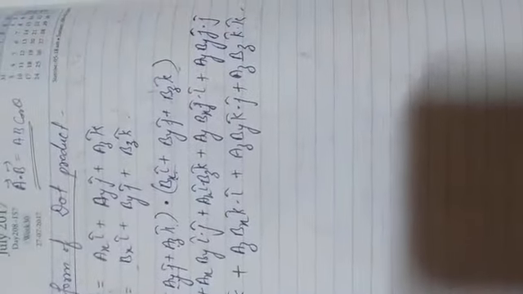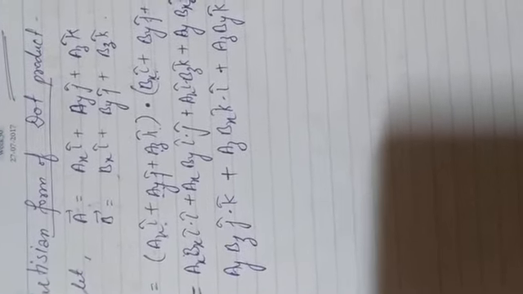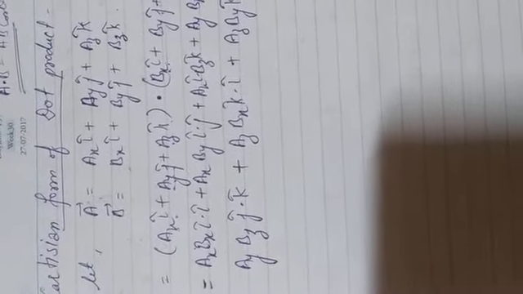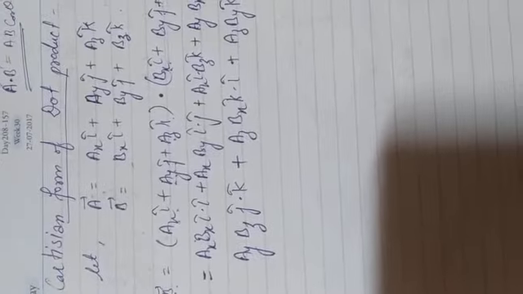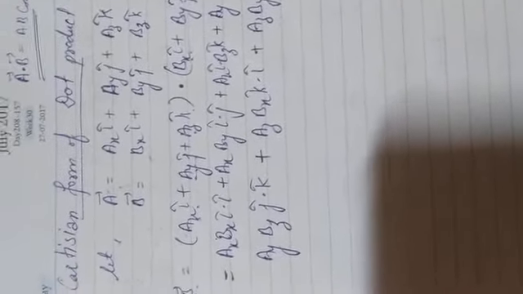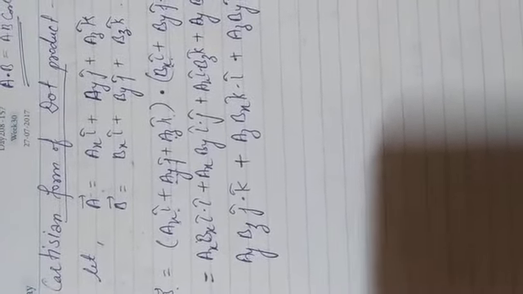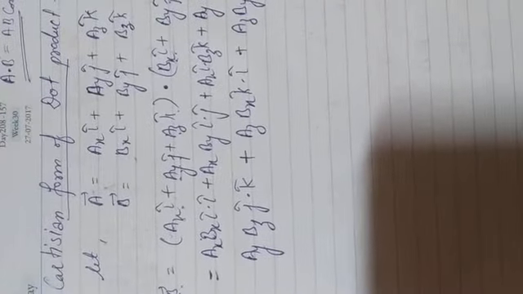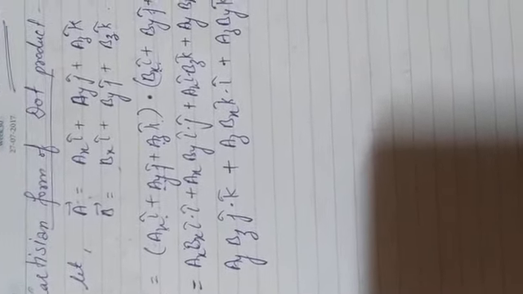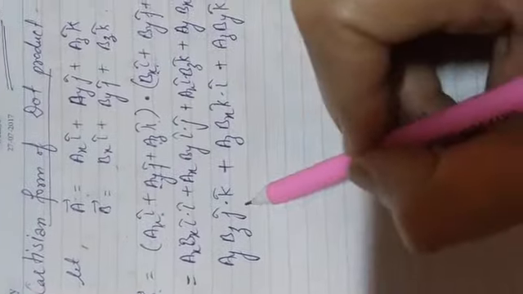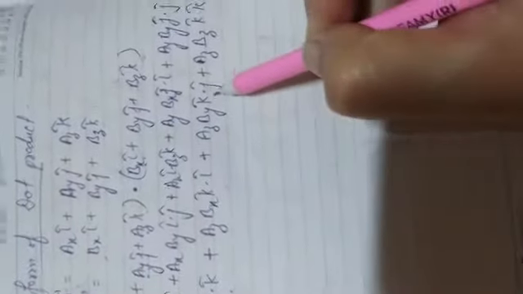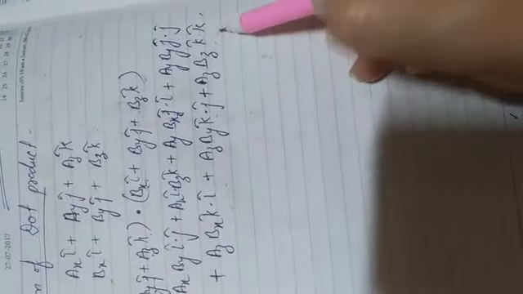Clear now up to this one? Now we will solve these dot products. How can we solve them? In the last class we did this. i dot i will be 1, i dot j will be 0, i dot k also will be 0, and j dot j is 1, k dot k is 1, and all the remaining terms will be 0. Like this, j dot k is 0, k dot i is 0, and k dot k will be 1.